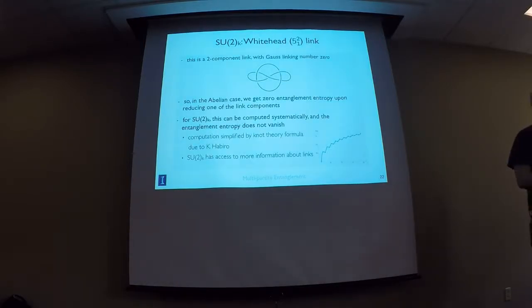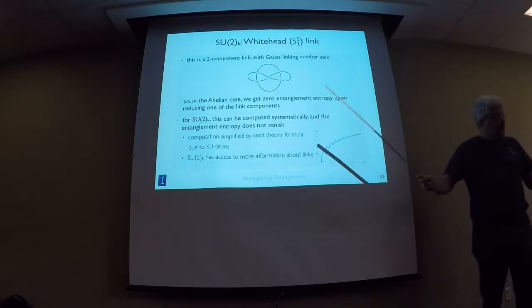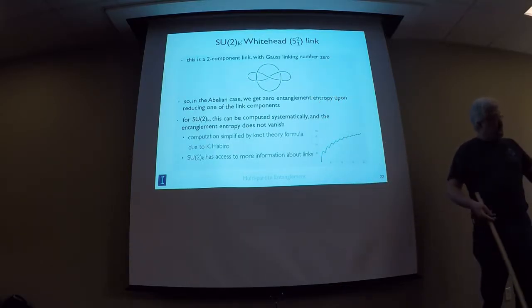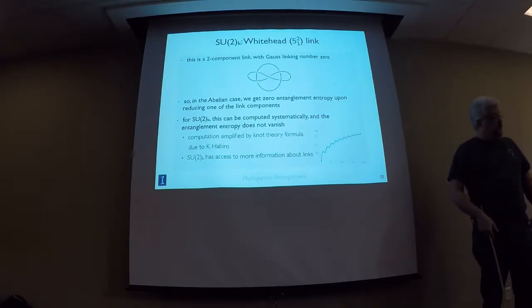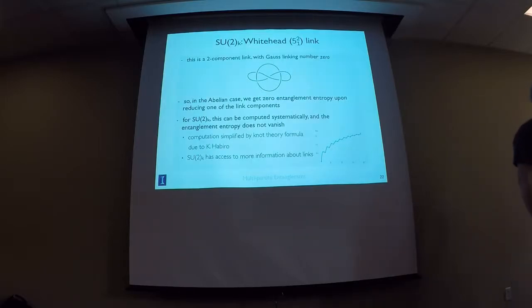Okay, so remember what I'm doing is I'm constructing the state corresponding to this link, and then I'm tracing over. In this, because it has two components, what I'm doing is I'm tracing over one of the links. So the sum over J2 is the top link case, for example.